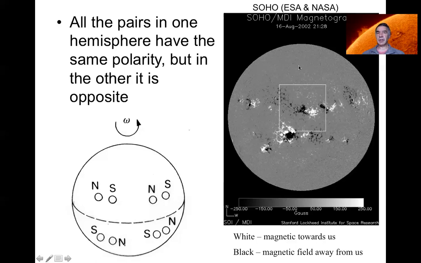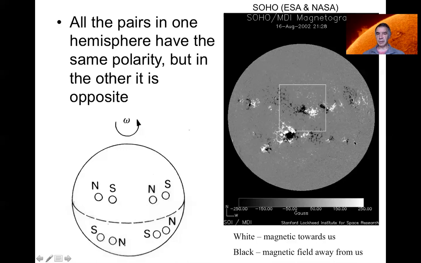And so you can see, again, it's the same orientation. This is the rotation axis. The spots will be rotating this way. And you can see that in the upper part of the sun, above the equator, this is a pair. You have a white grouping followed by a black area. White followed by black, white followed by black, white followed by black. So all the same pattern in all the sunspot pairs in the upper hemisphere.